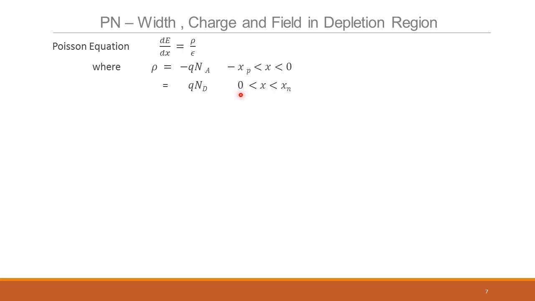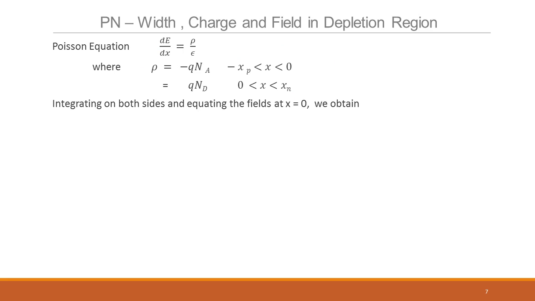where x lies between 0 and xn, right? Because xn and xp are the limits of the depletion region. Beyond that, rho is 0, right? Below xp it is 0, above xn it is 0, because that's charge neutral. Charges exist only in the depletion region. They are immobile, but they are charged particles.